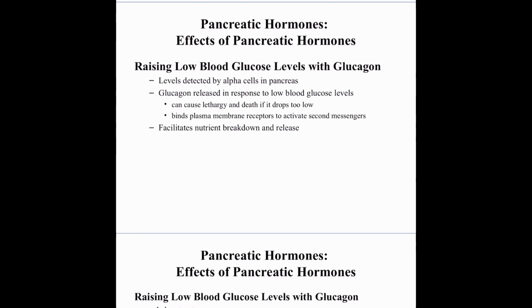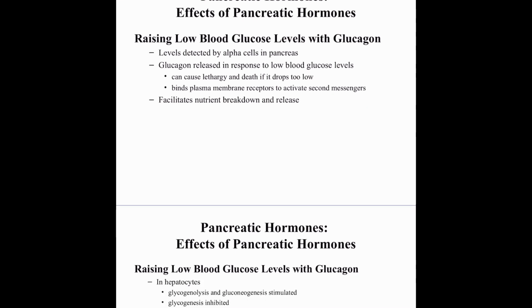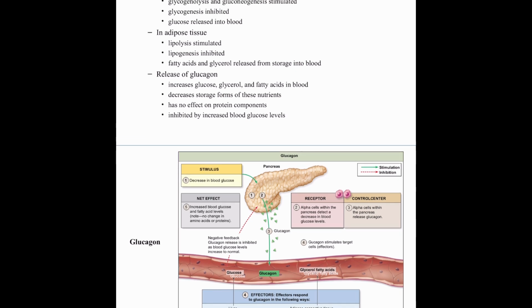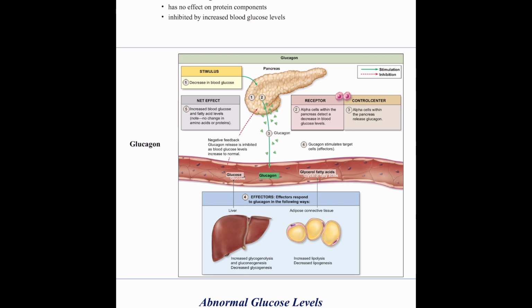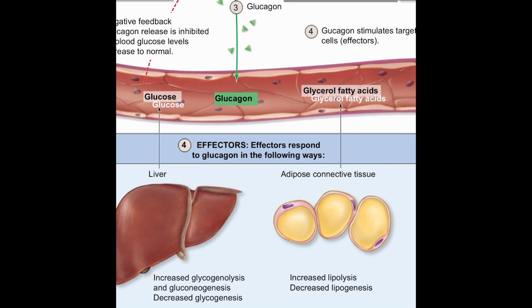So raising low blood glucose levels with glucagon. So glucagon is the other hormone to insulin, less known because it's not commonly known as medicine. We know insulin as medicine for diabetes. Glucagon will increase the levels of glucose. Not only glucose, but other nutrients, the same as insulin. This one, not so much like proteins, how it would in insulin, but it increases glycogenolysis and gluconeogenesis while stopping glycogenesis.